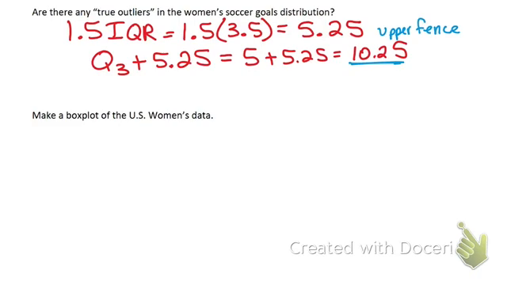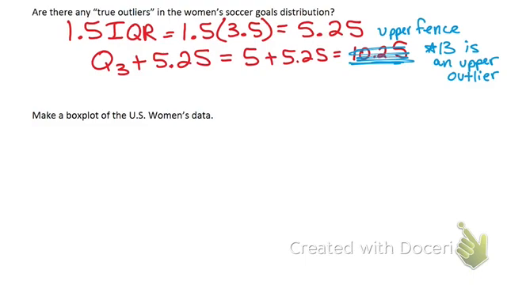Is there any number in our distribution that is bigger than 10.25? What is it? 13. Guess what? 13 is an upper outlier. Now, ladies and gentlemen, I will never use the upper fence again in this problem. It has done its job. It is no longer useful. It does not need to be displayed on the box plot. It is just there to identify outliers, and then it's done.